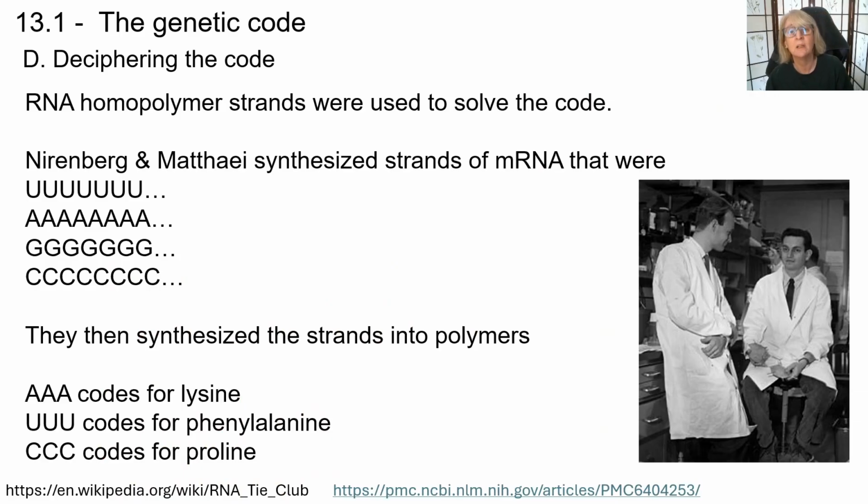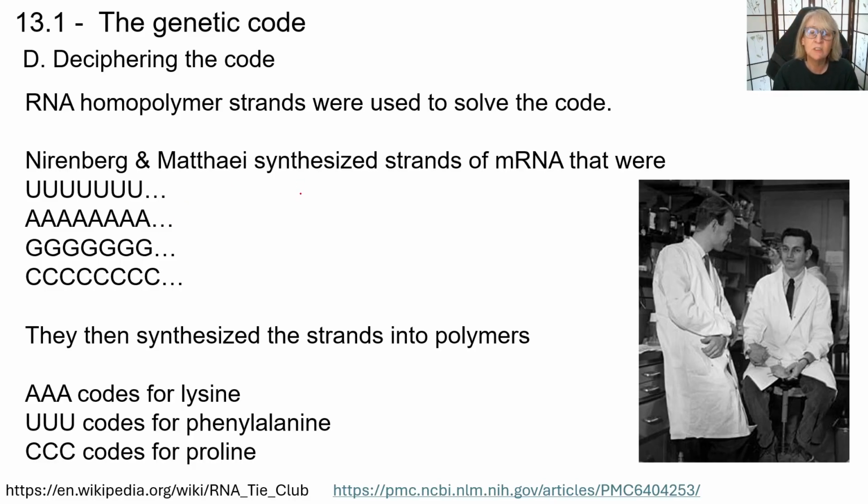When Crick and friends experimented using frame shift mutations, they used it to show they could alter the types of amino acids that a sequence coded for by adding or deleting one of the nucleotides. The other major way that the code was elucidated, understood, was by Nirenberg and Matthaei.